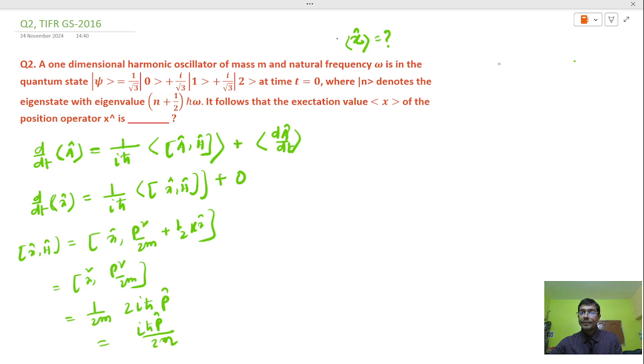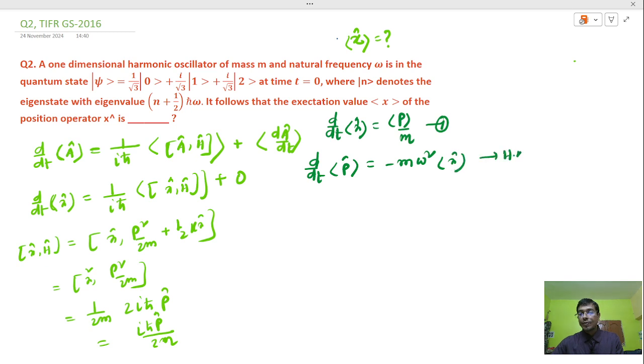And after that, we just calculate the time derivative of the expectation of x equal to the expectation of p by m from this result. This is our equation number 1. Simultaneously we calculate for momentum. You should do it in your homework: d by dt of the expectation of p would become minus m omega square expectation of x. Homework, you just find this result.